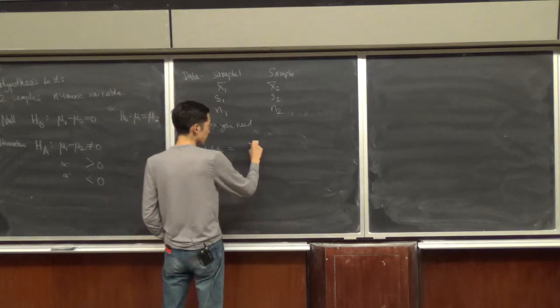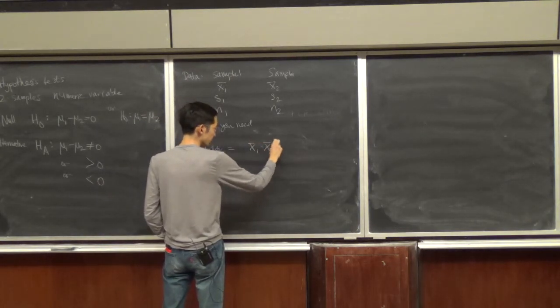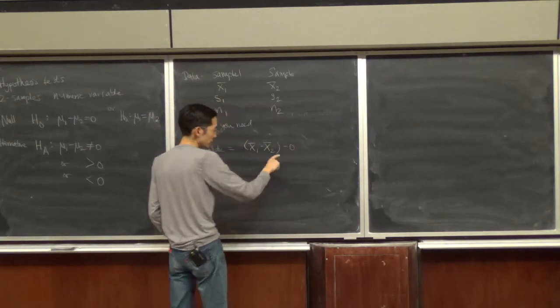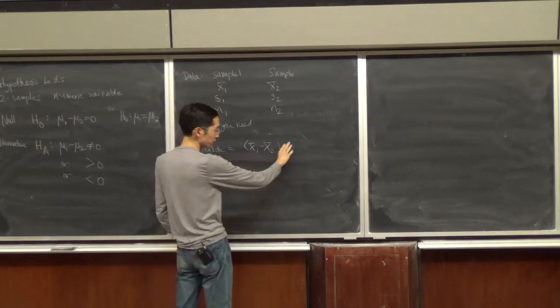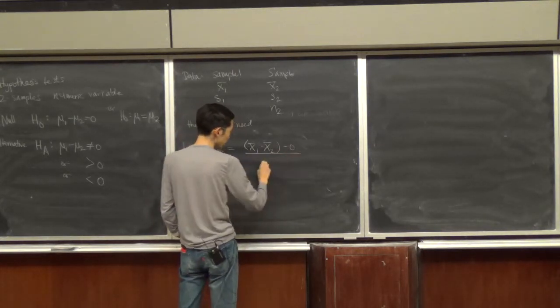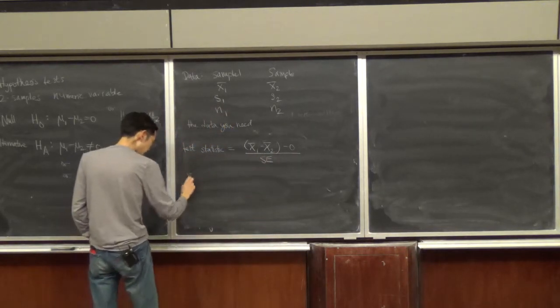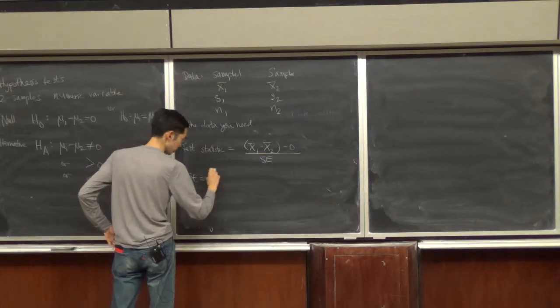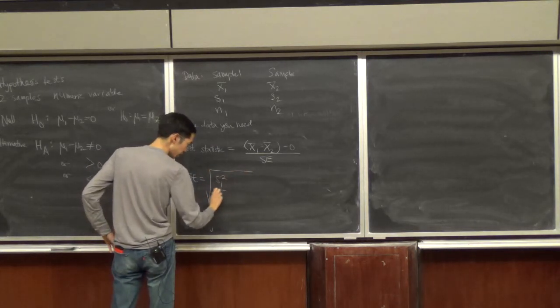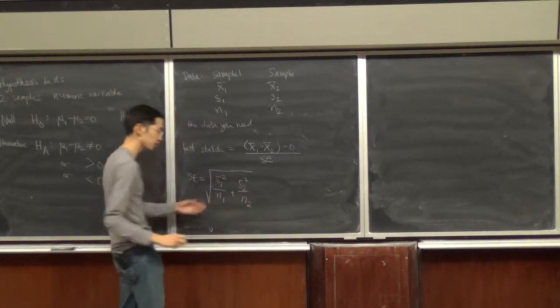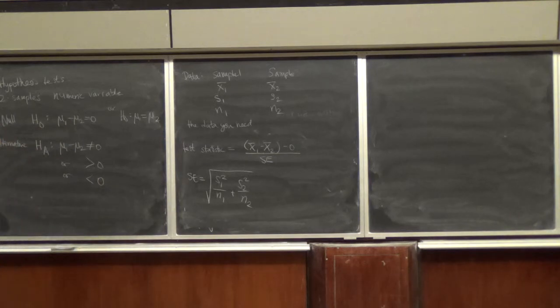The test statistic is equal to x bar 1 minus x bar 2. Sometimes we might say minus 0, but minus 0 does nothing, so you can often ignore this. And you divide by the standard error. The standard error is S1 squared over N1 plus S2 squared over N2. It should look familiar. Can you just plug it in? Yes. It was the standard error from a confidence interval.